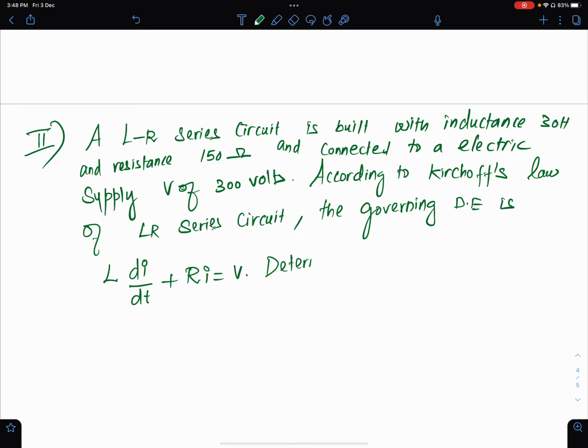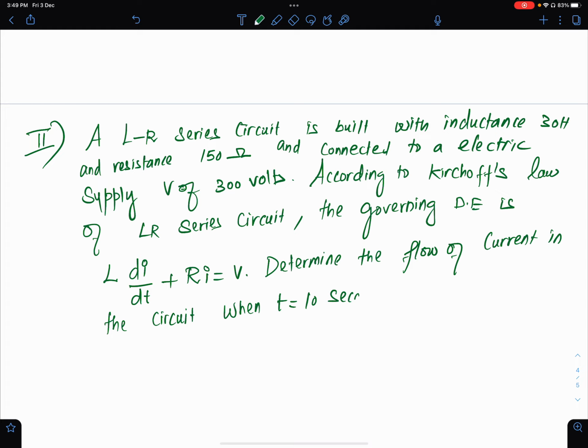So determine the flow of current in the circuit when t equals 10 seconds. See here, an LR series circuit is built with inductance 30 henry and resistance 150 ohms and connected to an electric circuit of 300 volts.